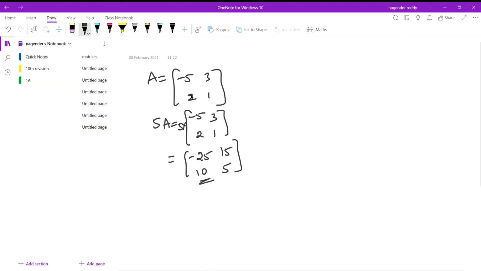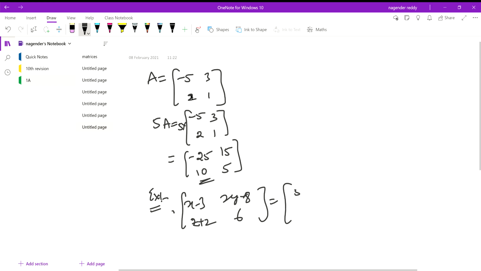Now equality of matrices. Equality of matrices is nothing but, I'll go with an example. Suppose that [x-3 2y-8; z+2 6] should be equal to [5 2; -2 a-4].